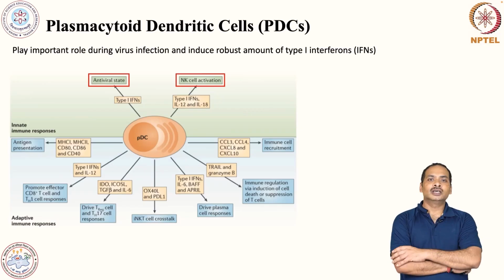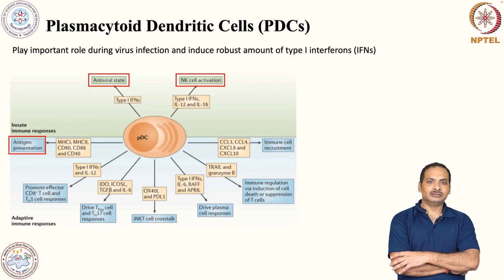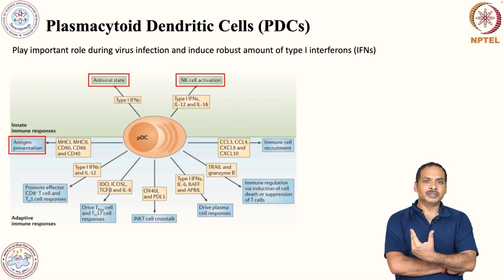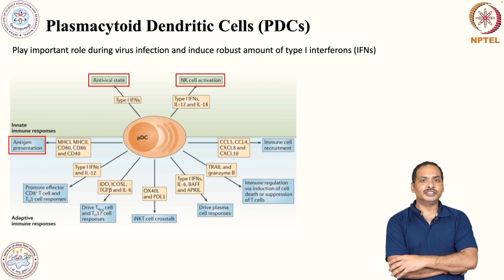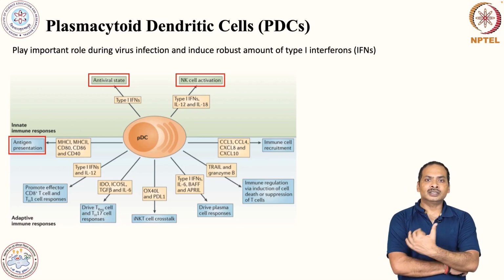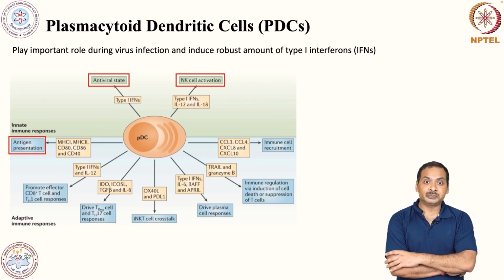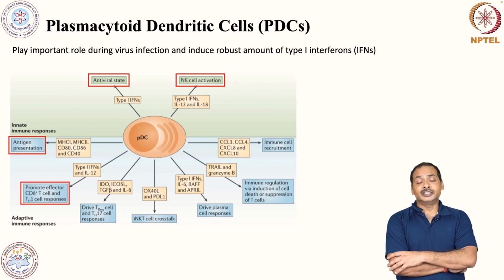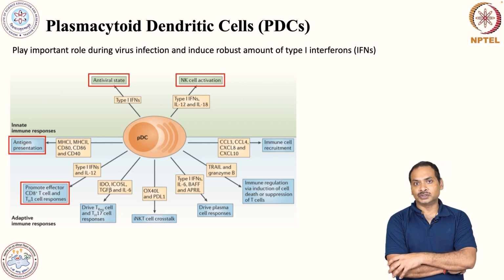Now, let us look at the adaptive immunity. They play a very important role in antigen presentation. Basically, the PDCs produce type 1 interferon as well as, to some extent, inflammatory cytokines. These together activate the DCs, and then there will be efficient presentation of antigen. They promote effector CD8 T cells and Th1 cell responses.